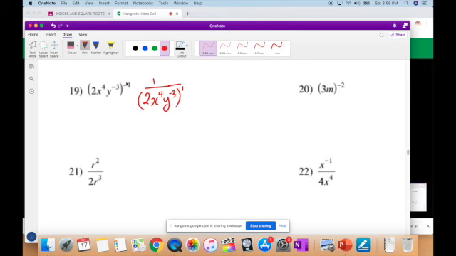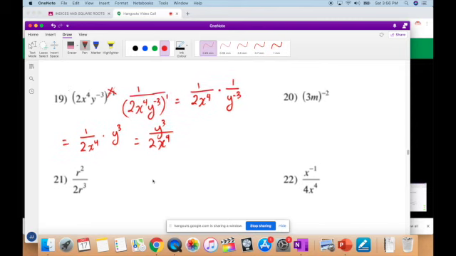So now that we got rid of this negative 1 here, we can remove the brackets now because it's all to the power of positive 1. So I now have 1 all over 2x to the 4, and that's being multiplied by 1 over y to the negative 3. So therefore that is 1 over 2x to the 4 multiplied by y cubed, which is y cubed all over 2x to the 4. You all got that? Yes, sir.